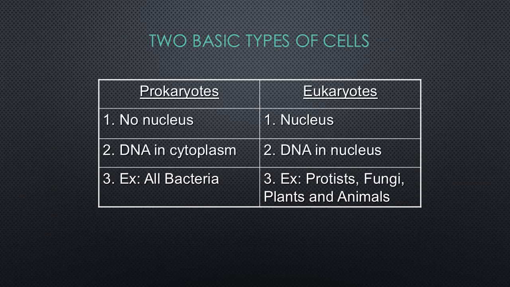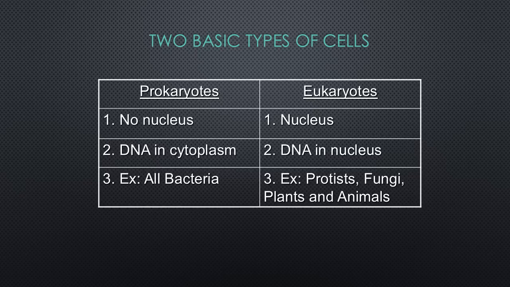There's two basic kinds of cells that we talked about last lesson, and those are prokaryotes and eukaryotes. Prokaryotes and eukaryotes differ in that prokaryotes do not have a nucleus and eukaryotes do. And so because prokaryotes don't have a nucleus, the DNA does not have anywhere to be tightly wound, and so it is just existing, floating around in the cytoplasm. Whereas in a eukaryote, the DNA is tightly wound up in the nucleus.